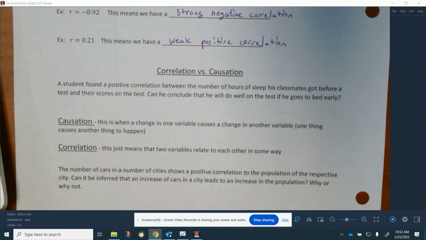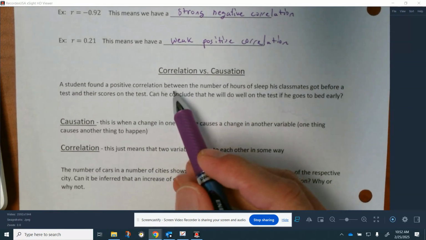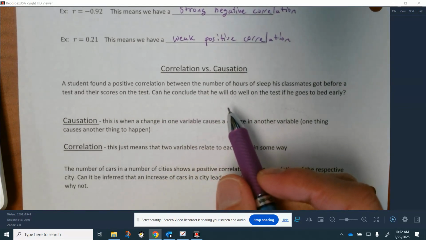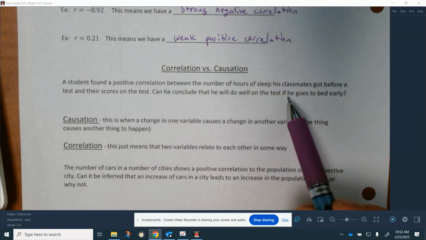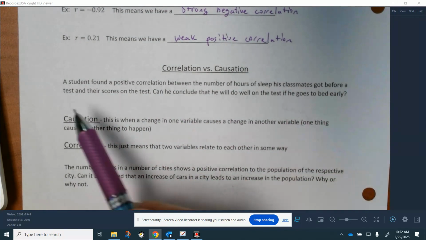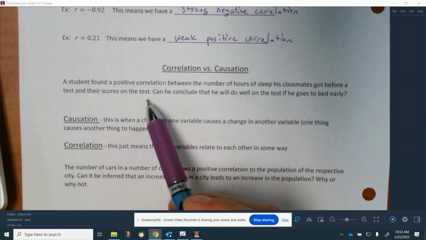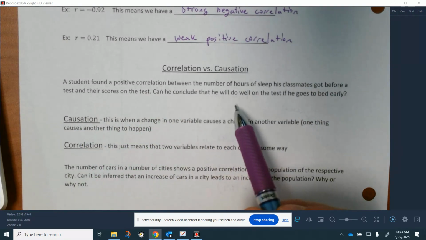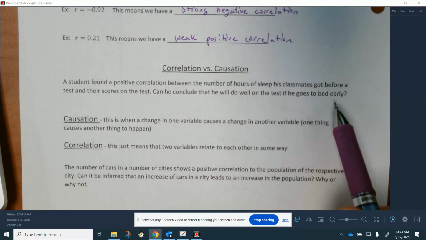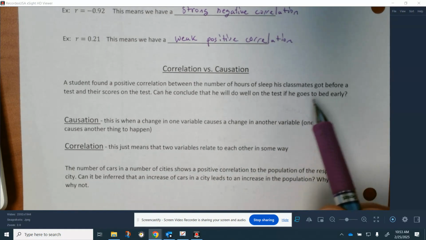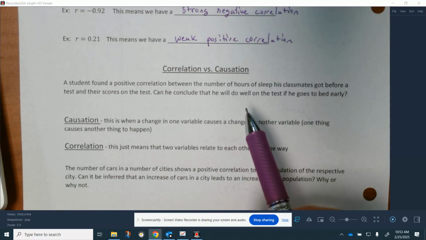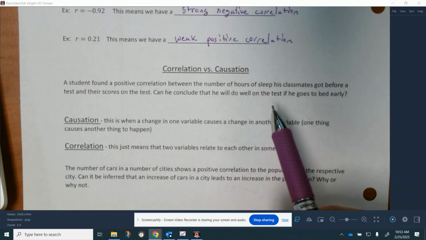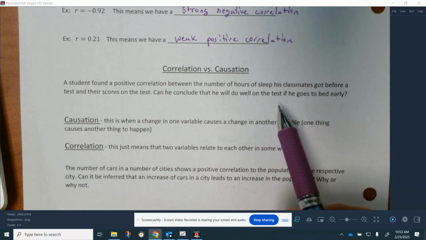All right. So now when we talk about correlation versus causation. Okay? So it says a student found a positive correlation between the number of hours of sleep his classmates got before their test and their scores on the test. Can he conclude that he will do well on the test if he goes to bed early? Okay? Take a second and think about that. Does going to bed early cause you to do well on the test?